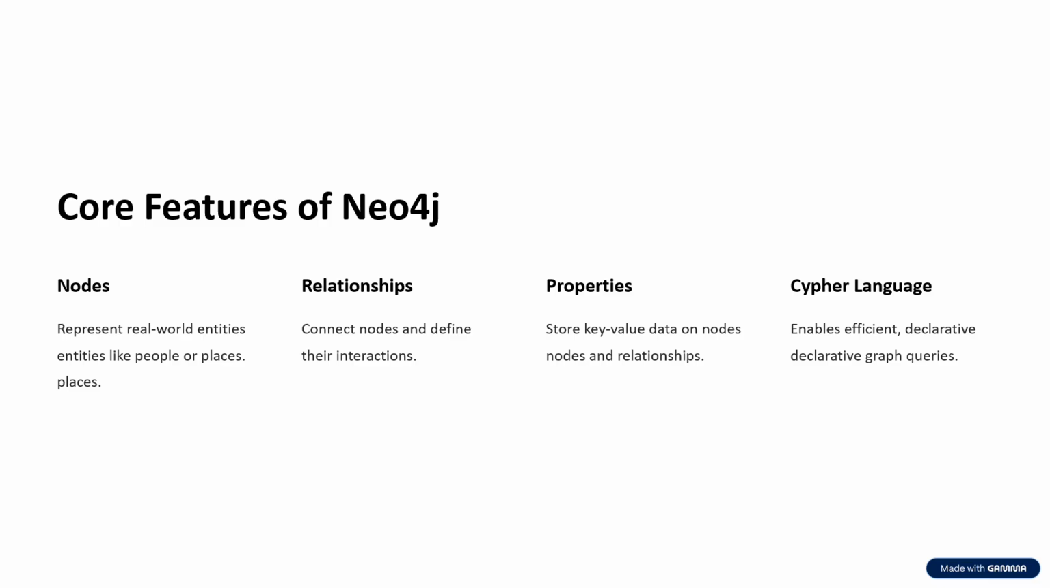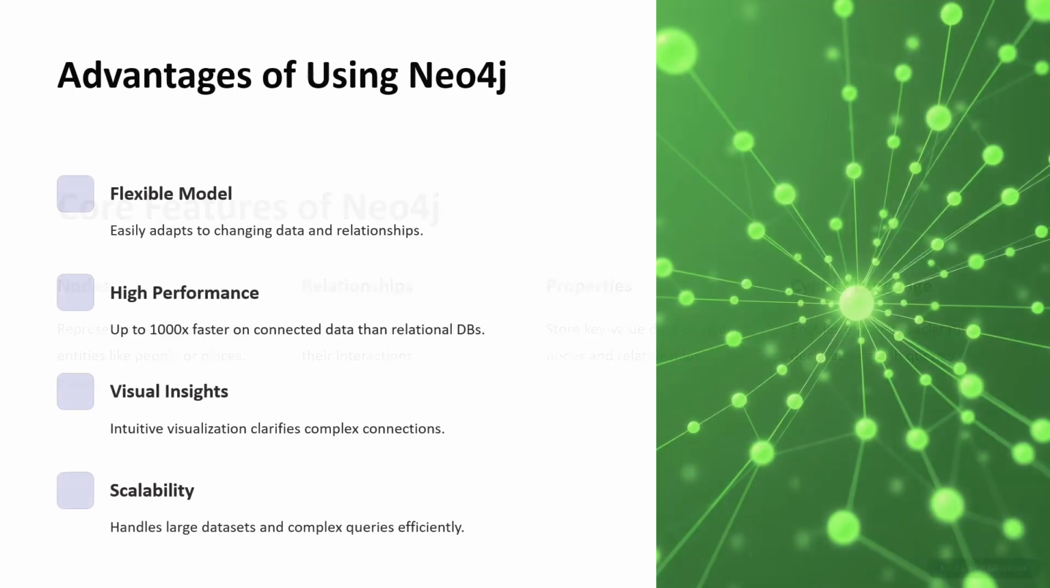Then properties, to store key value data on nodes and relationships. Means suppose there is a person and their age is 25; age and 25 means there is a key and value, so data is stored in the form of keys and values on the nodes. And Cypher is the language used to write queries on databases. It makes it easy to find patterns and connections in the data. So these are some core features of Neo4j.